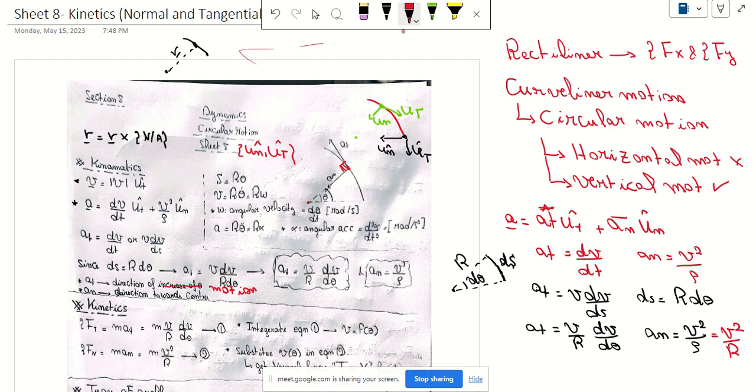Okay, so before I continue to the second part, I just need to be sure that all of you have got this point. The only thing that is very important here is to define that at is equal to v over r dv by d theta, and an is equal to v squared over rho. So if it's clear, we're going to move to the second part. If you have any question, please ask.